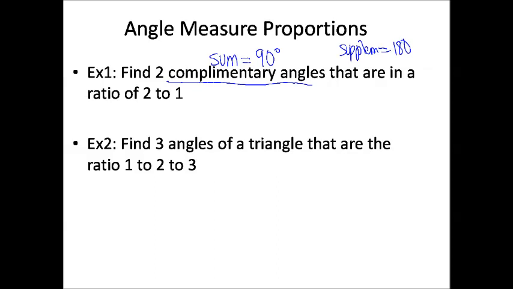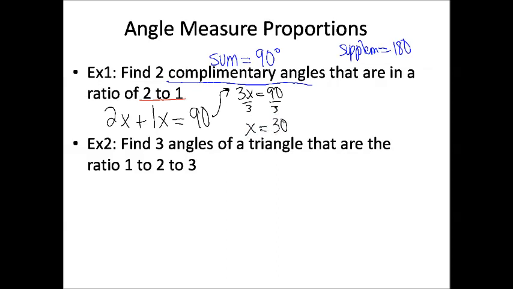Take these numbers right here and add x's to them. 2x, 1x. They're complementary, so that's going to equal 90. So 2x plus 1x equals 90, so that tells me that 3x equals 90. And if I divide both sides by 3, I get that x equals 30.